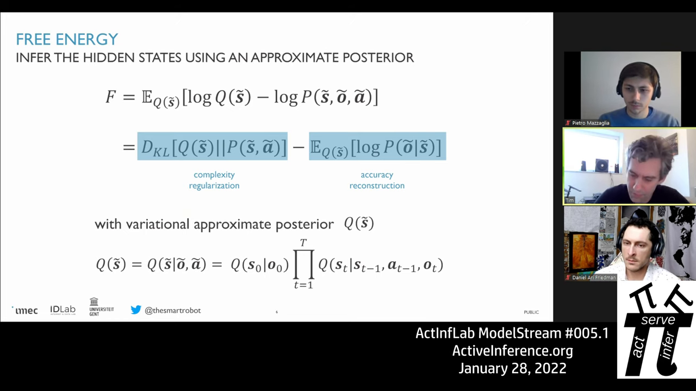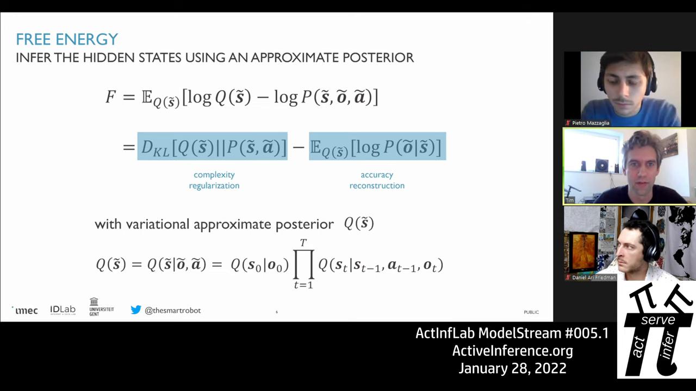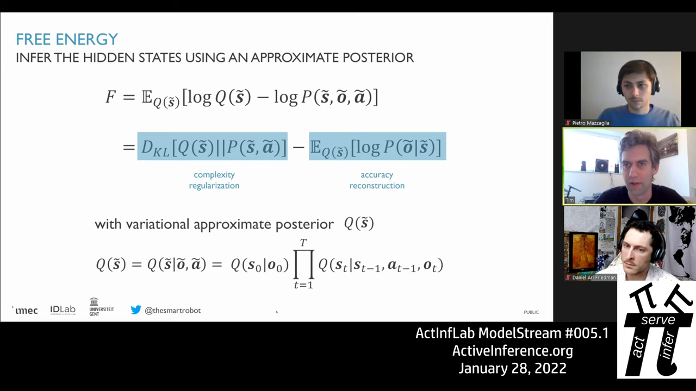And so this is all for the past, basically, or up until your current time step. You know the observations you saw, and you can evaluate the free energy, and then you can update your model in order to minimize this thing.